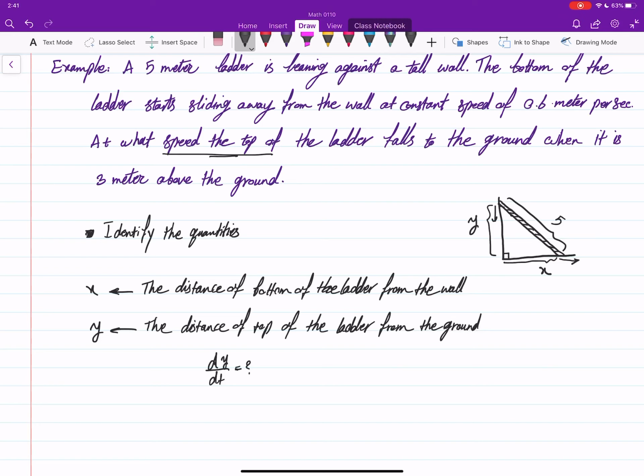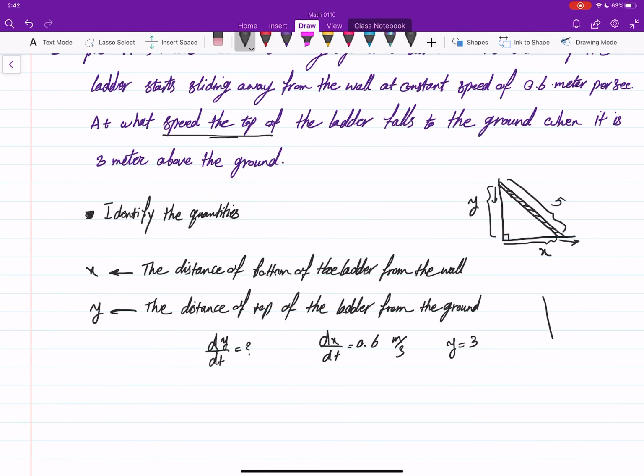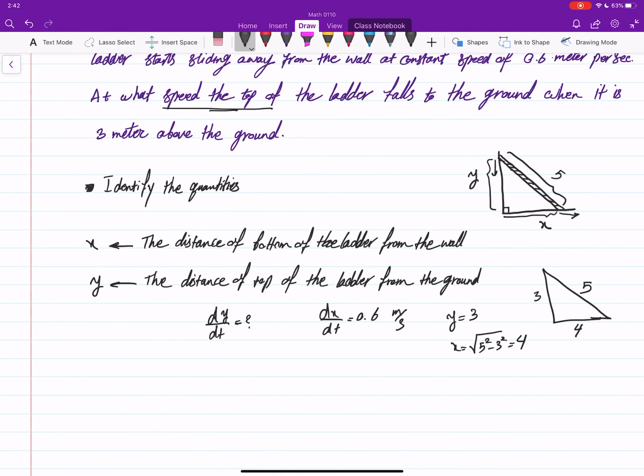Well, what else? We know that the bottom is moving away with the speed of 0.6 meter per second. That is rate of change of x. And well, we are interested in finding this at the moment that the top of the ladder is 3 meter above the ground. So it means that y is equal to 3. Since we have a right triangle, the hypotenuse is 5, the height will be 3, and doing the Pythagorean theorem, that will give you 4 for here. So x is root of 5 squared minus 3 squared, which is 4.